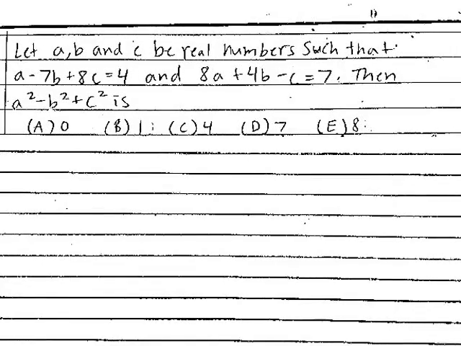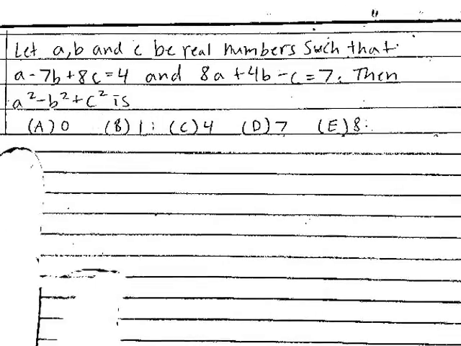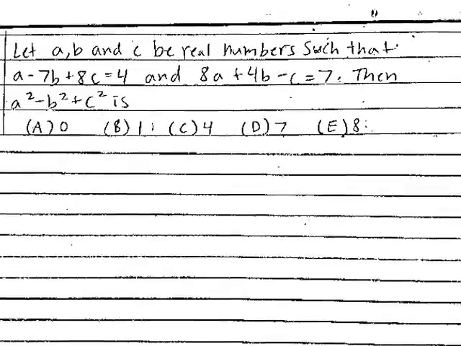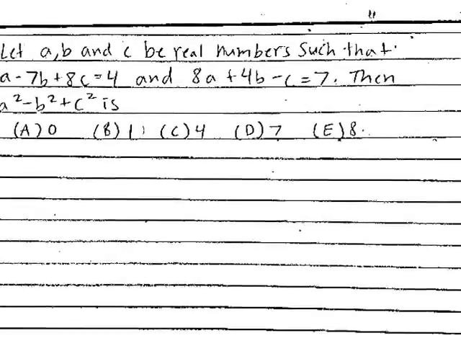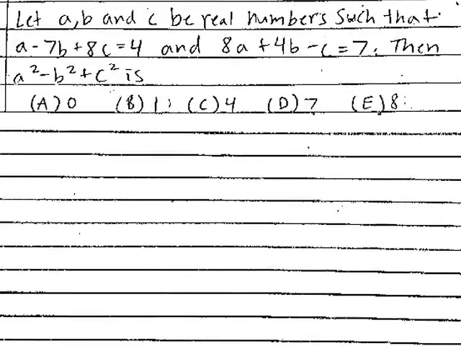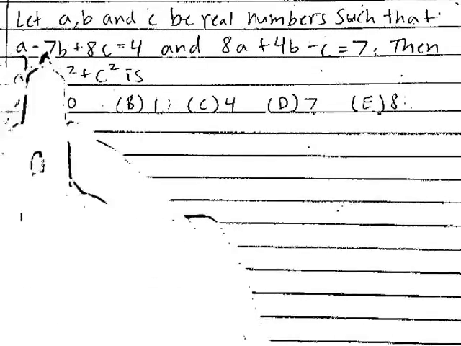So today we're going to be solving this problem. Let A, B, and C be real numbers such that A minus 7B plus 8C equals 4, and 8A plus 4B minus C equals 7. Then A squared minus B squared plus C squared equals, and these are the possible answers. So what I'm going to do is do this part first.